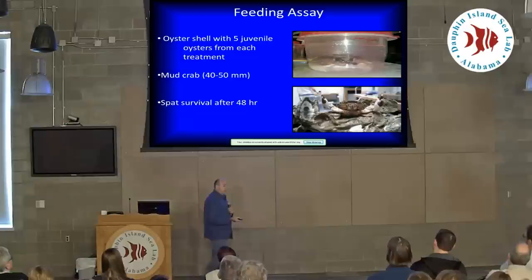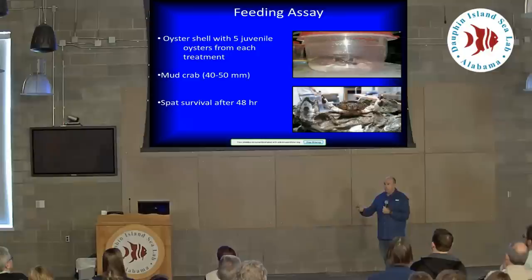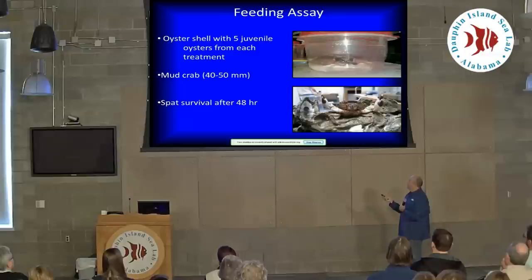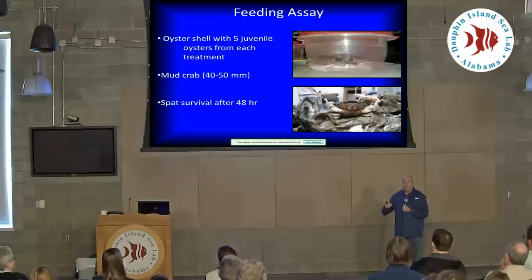The other thing we did was feeding assays. And so we took oysters that were grown in the presence of either blue crabs or mud crabs or controls, and we put these oysters into this small Tupperware tank with one large Atlantic mud crab and just let it feed on these things for a couple of days. And then that way we could see if this induced change actually had some sort of benefit.